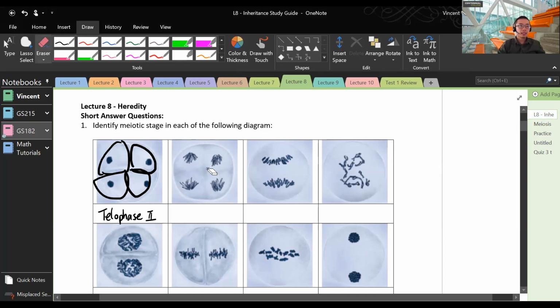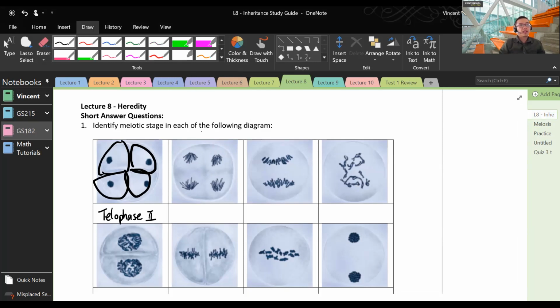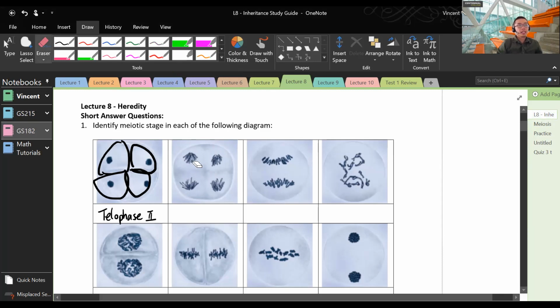Anybody want to tell me what phase this might be? Anaphase 2 is correct. You can see one cell here, 2 cells, and each of them has the chromosomes being pulled to the opposite end. That is anaphase number 2. This one is just one single cell, and the chromosomes are being pulled to the opposite end. That would be anaphase number 1.